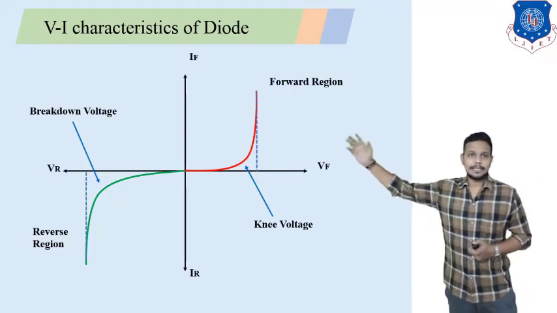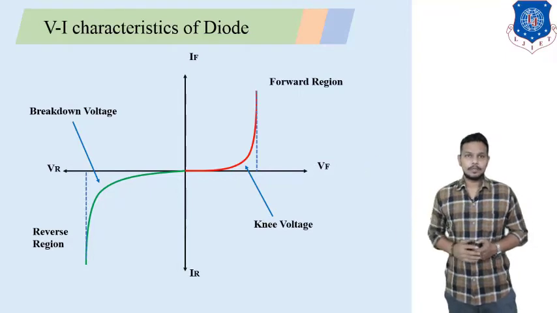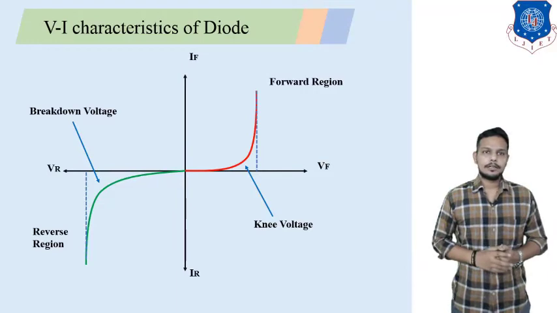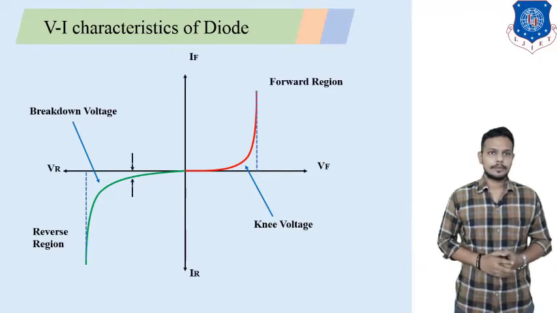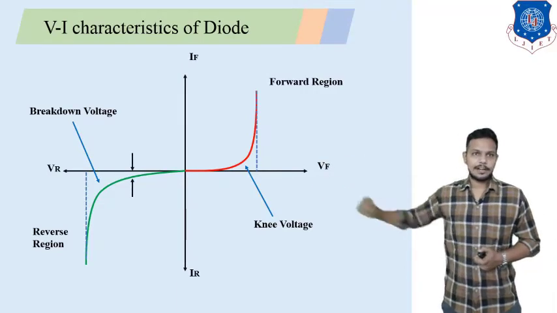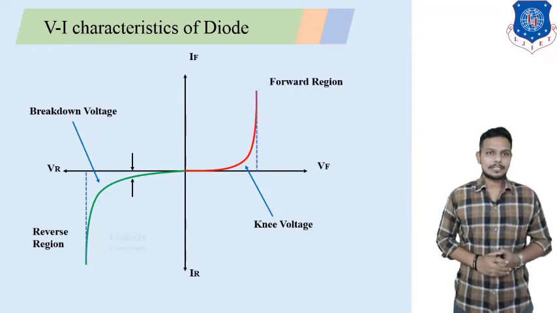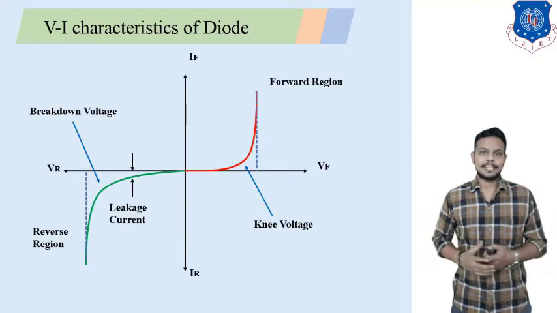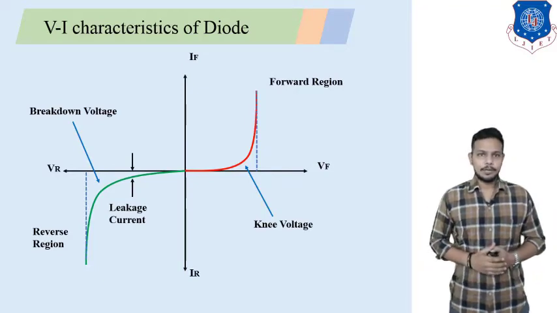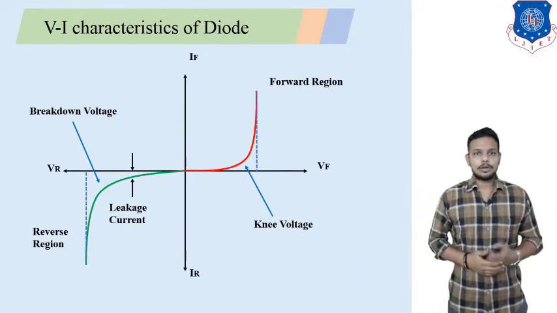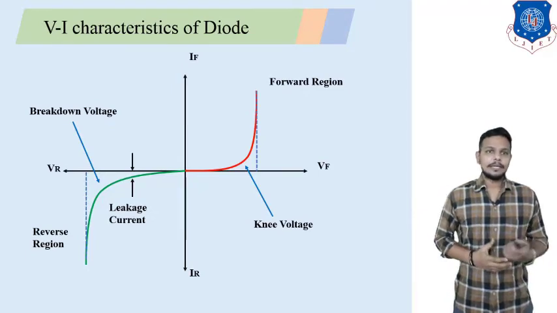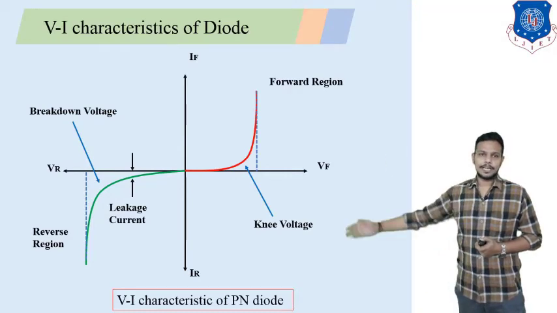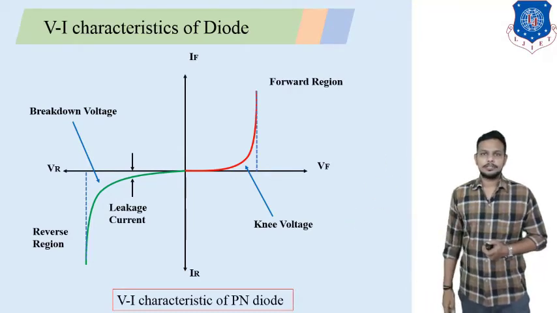So this is the VI characteristics of a diode, with the forward region and reverse region, and this particular part of the graph is known as leakage current. Leakage current is one type of disadvantage of every component, because due to this leakage current your component may be damaged. So this is the VI characteristics of a PN junction diode.